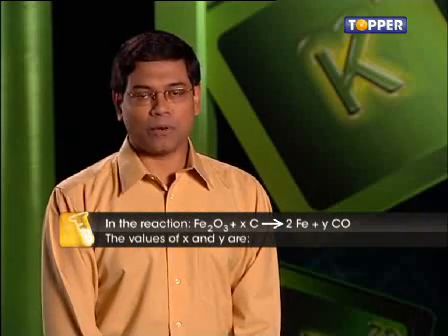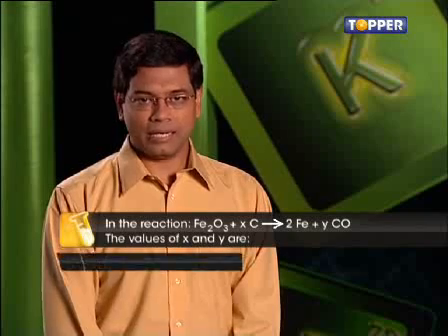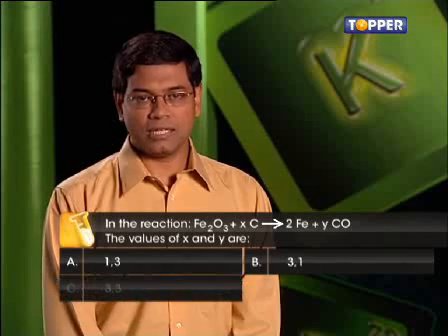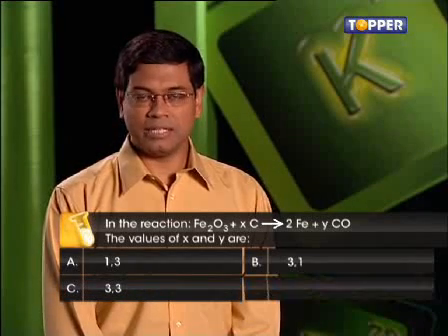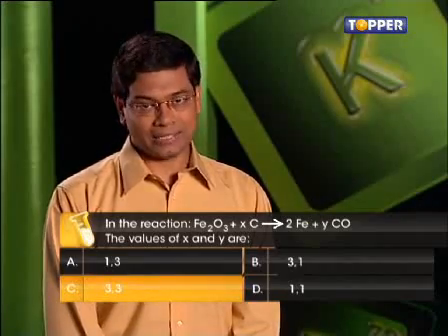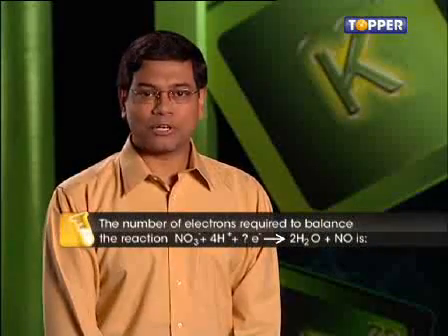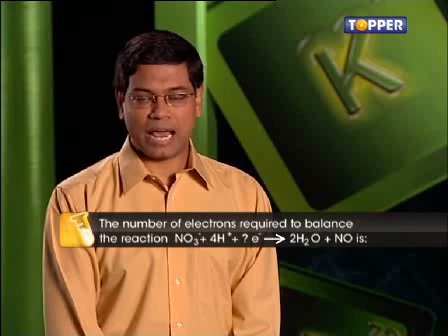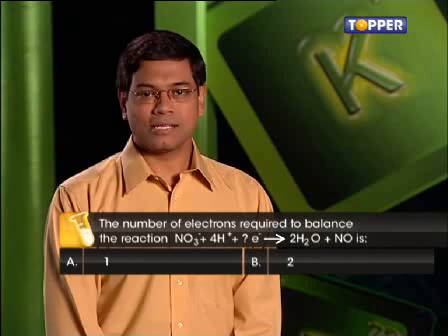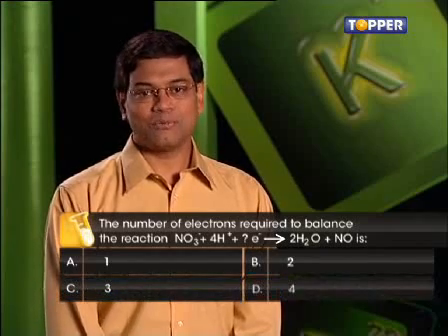Question 3. In the given reaction, the values of X and Y are A 1 3, B 3 1, C 3 3, D 1 1. The answer is C. It is 3 and 3. Fourth question. The number of electrons required to balance the given reaction is A 1, B 2, C 3, D 4. The answer is C.